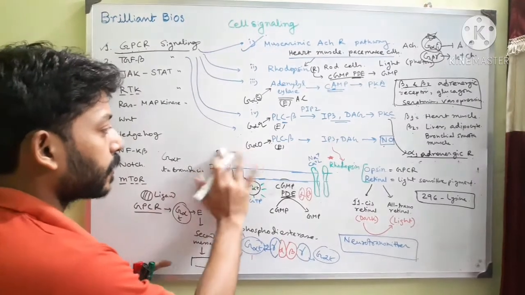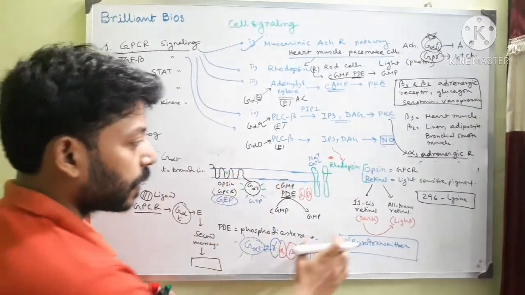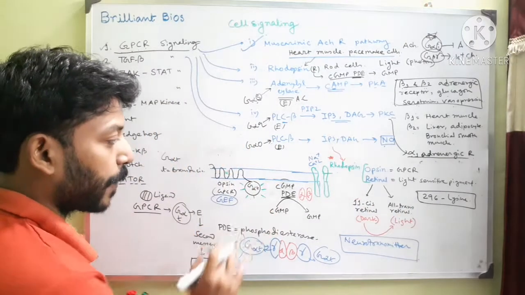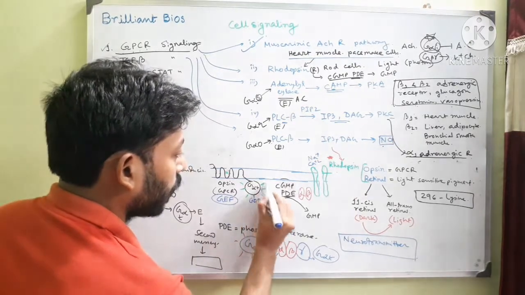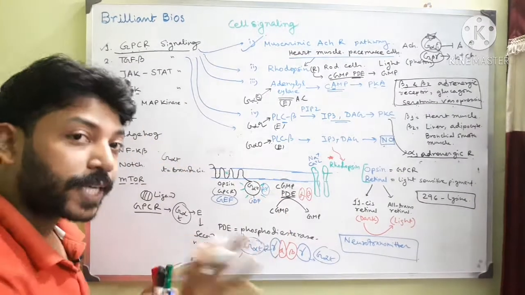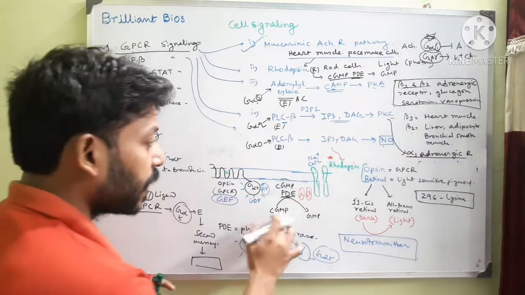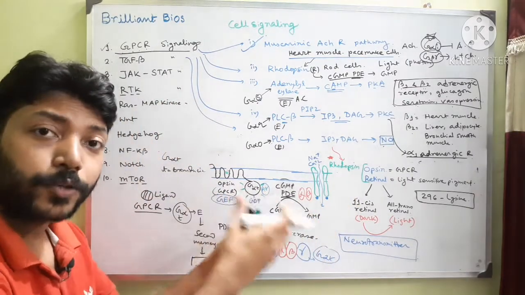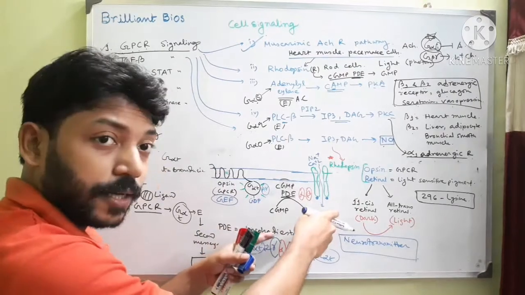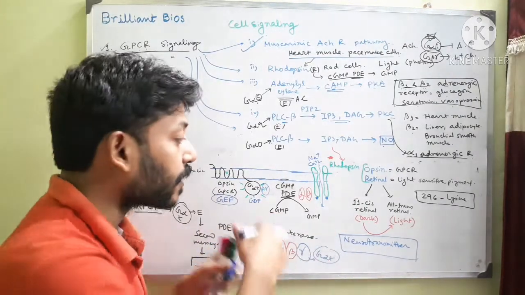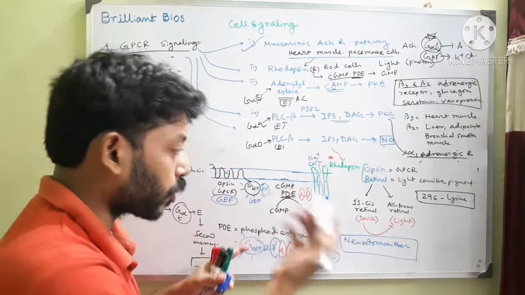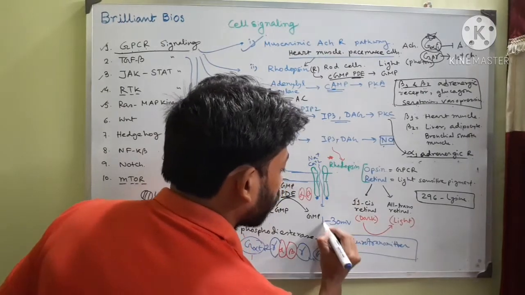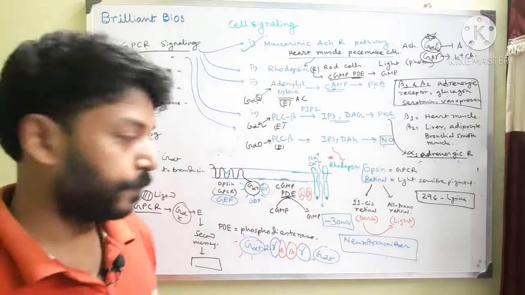When there is no light, let's suppose no photon is present, then this 11 cis retinal does not become all trans retinal. So this G alpha protein does not become activated. It is associated with GDP and with the beta and gamma subunits. Then this PDE is not activated, and the cGMP level is high. This cGMP can bind with this channel. Then sodium and calcium can enter, because when cGMP binds with the channel, the channel becomes open. The membrane potential becomes minus 30 millivolt, which is close to the depolarized state.